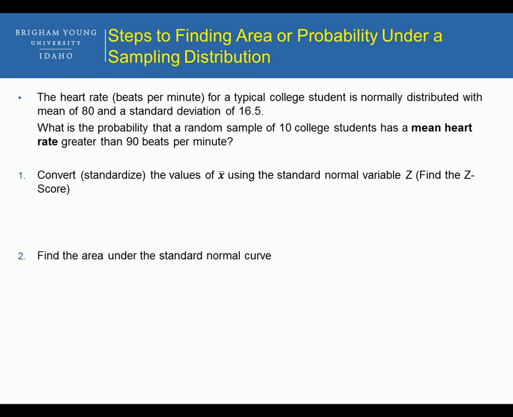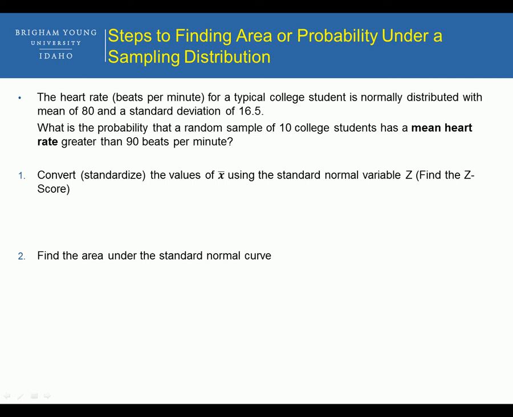The heart rate for a typical college student is normally distributed with a mean of 80 and a standard deviation of 16.5 beats per minute. So what is the probability that a random sample of 10 college students has a mean heart rate greater than 90 beats per minute? So stop the recording and try to figure out what the z-score might be. Or I should say stop what you're doing here on YouTube.